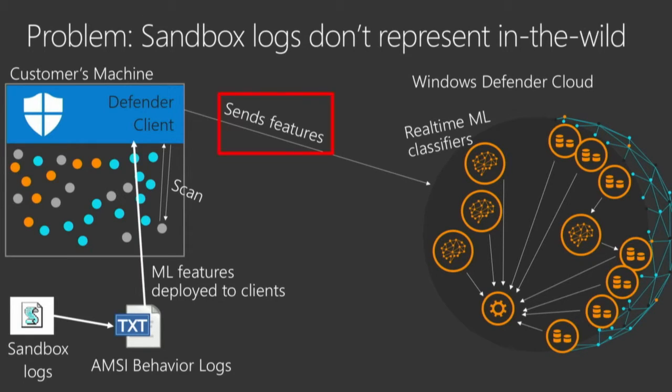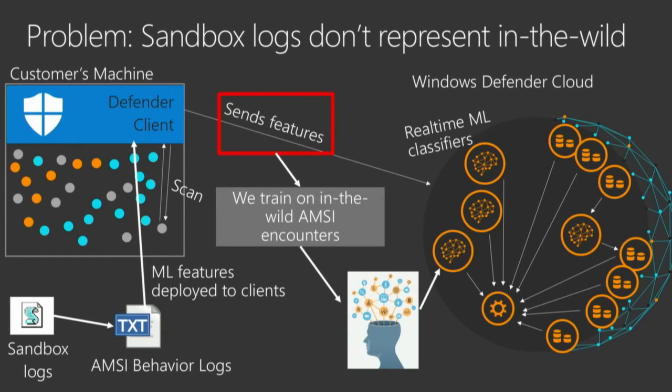So we just use the sandbox-based logs based on our known clean and malware files to produce the feature set that we deploy to the client. And we actually train our models based on the telemetry being sent from the client to the cloud, because that is the exact customer encounter with these malware and clean files. And this is how we train our cloud models as well as our client models, actually based on the in-the-wild behavior of these scripts instead of the sandbox logs.